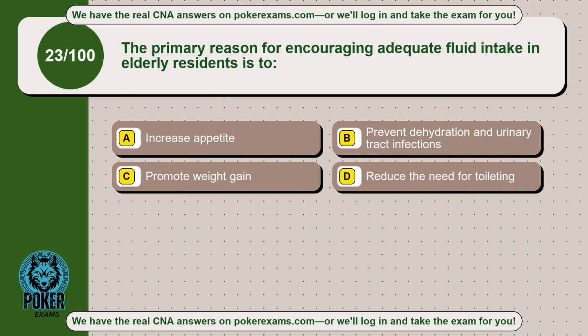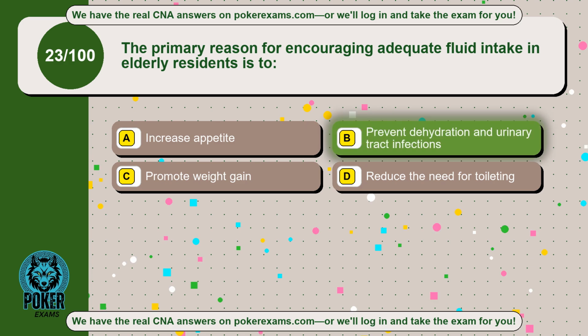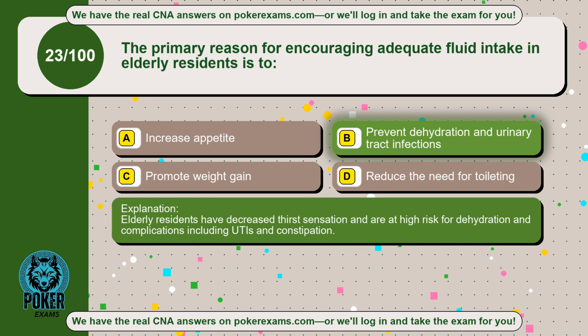Question 23. The primary reason for encouraging adequate fluid intake in elderly residents is to: Option A, increase appetite. Option B, prevent dehydration and urinary tract infections. Option C, promote weight gain. Option D, reduce the need for toileting. The correct answer is option B. Prevent dehydration and urinary tract infections. Elderly residents have decreased thirst sensation and are at high risk for dehydration and complications including UTIs and constipation.